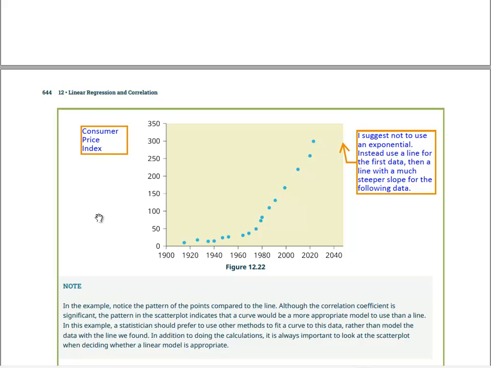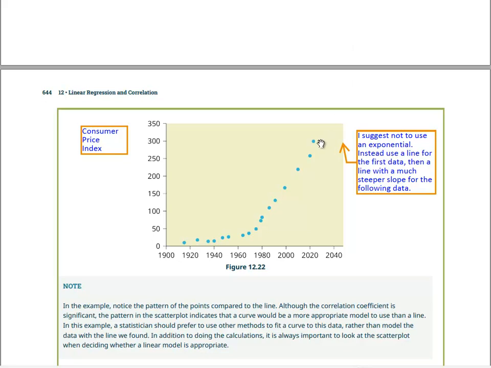So this one here, consumer price index over the decades since 1900 until about now. And we can see that the data nicely increase. And for this particular regression curve, I wouldn't really put an exponential in there because that would mean that the CPI is just going to skyrocket in the near future.